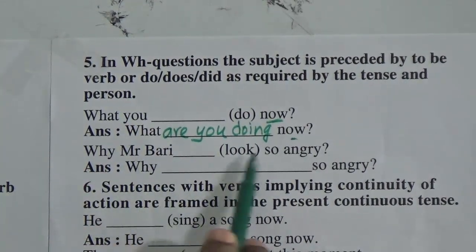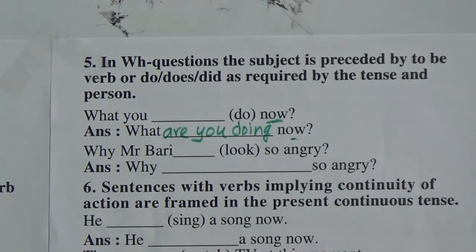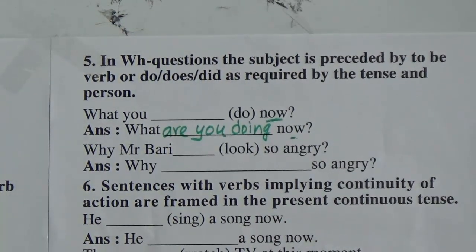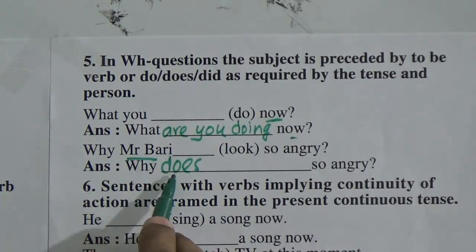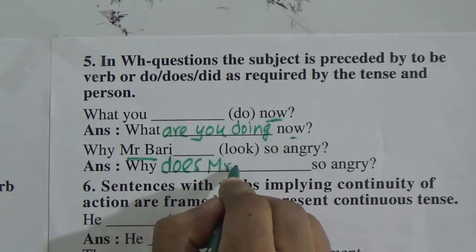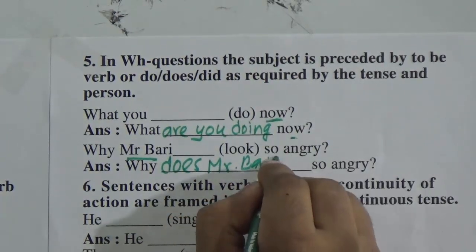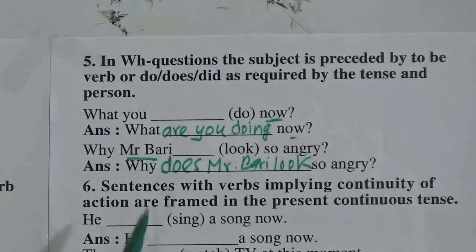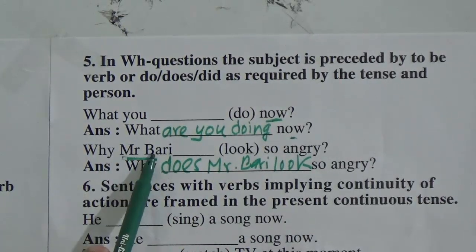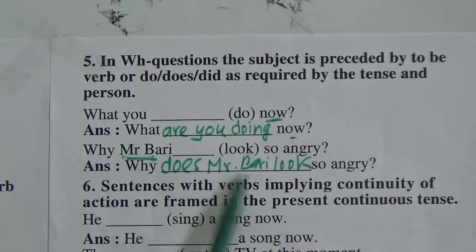Next one, why Mr. Barry looks so angry? No now is given, so this sentence is present indefinite tense, as no time is mentioned. Mr. Barry is one, so we will add does. Why does? As this is present indefinite tense and third person singular, why does Mr. Barry look so angry? In an interrogative sentence, after the WH word comes the auxiliary verb, then the subject, the main verb and then the extension.